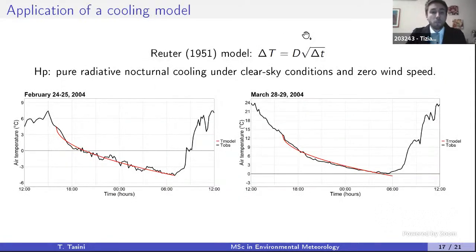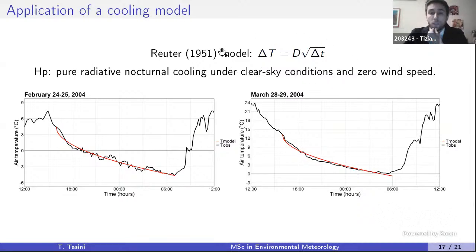Then a simple cooling model, the Reuter model, was applied to reproduce ground temperature during the 2 frost events just described. The Reuter model gives a static drop of air temperature from sunset to sunrise, but does not take into account any temperature variation due to advection of air and of the physical change of water. The model assumptions are pure radiative nocturnal cooling under clear sky conditions and 0 wind speed.